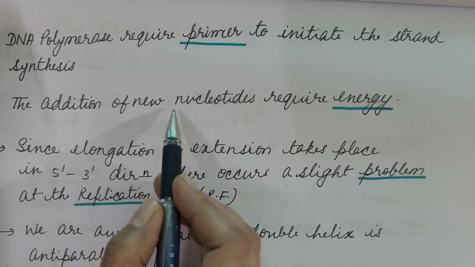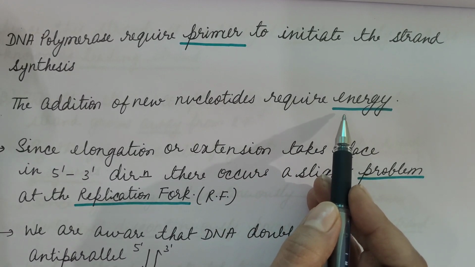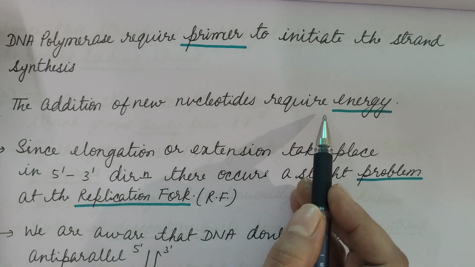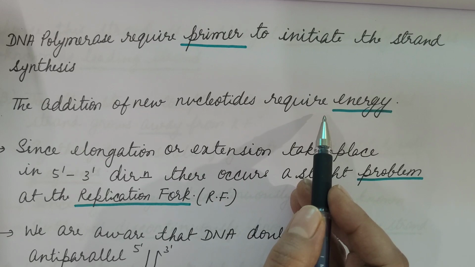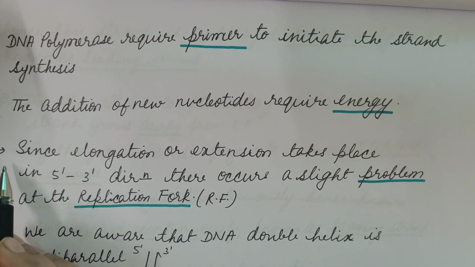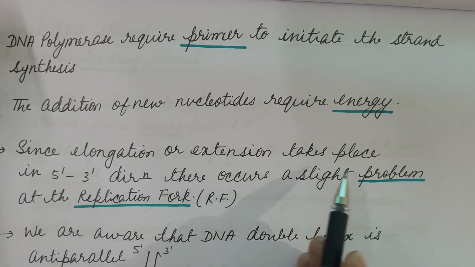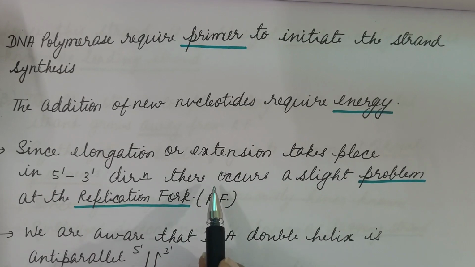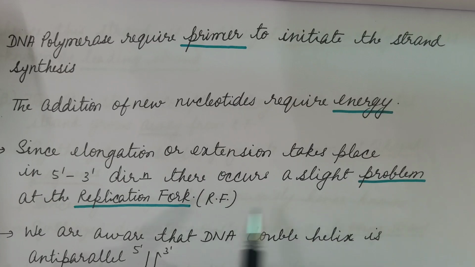The addition of new nucleotides requires energy. This energy is obtained from nucleotides that have 3 phosphates attached to them, for example ATP, adenosine triphosphate. Since elongation or extension takes place in the 5' to 3' direction, there occurs a slight problem at the replication fork.